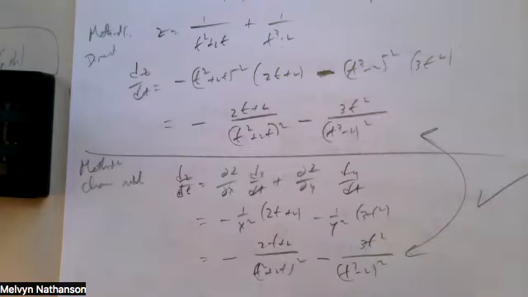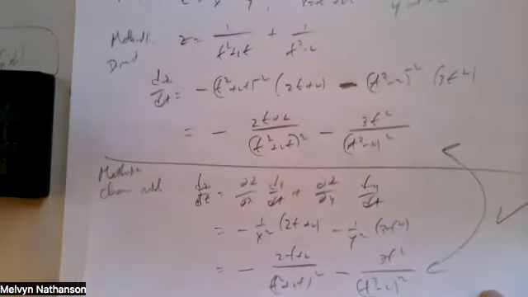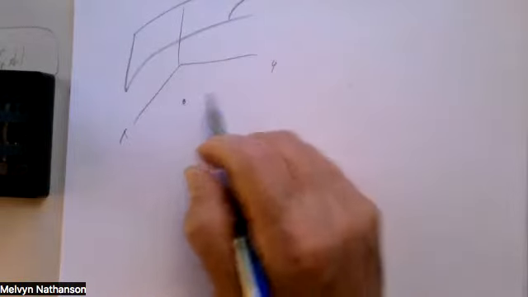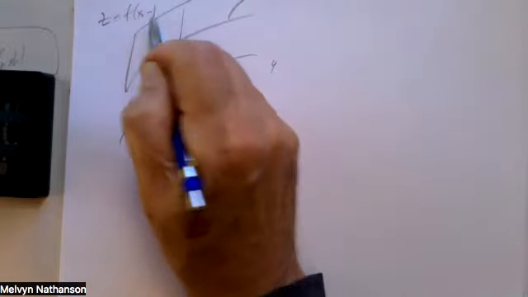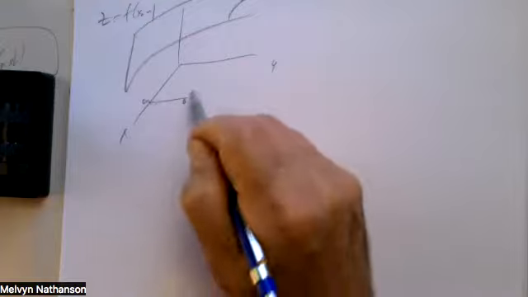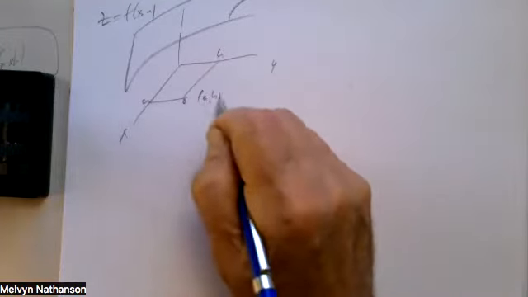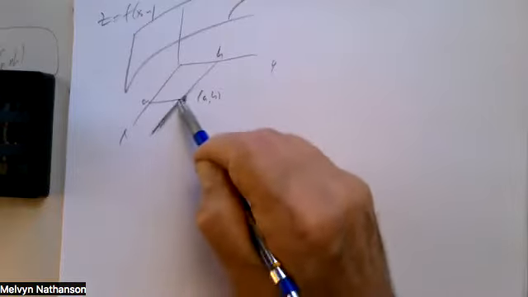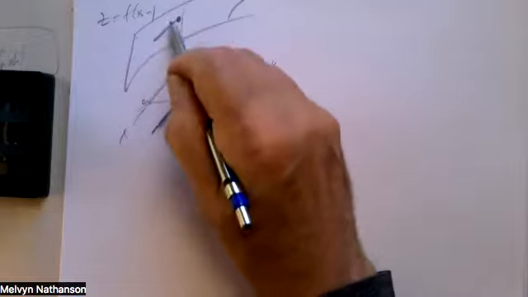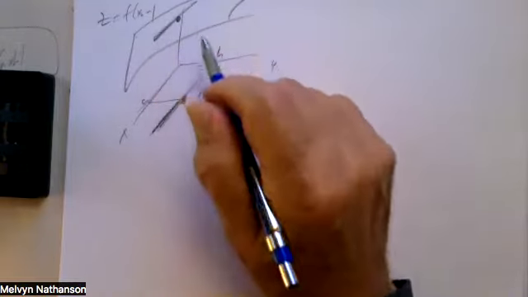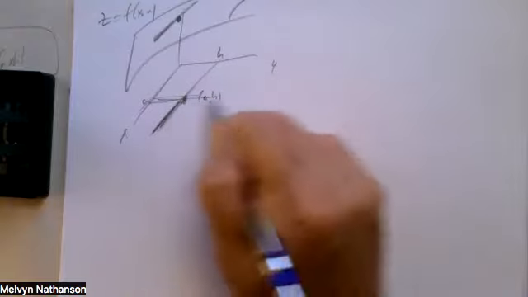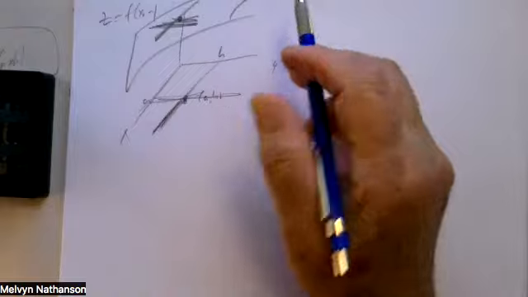All right, now, when we look at this process of finding the partial with respect to x and the partial with respect to y, it's like here we have x, y, and here is our surface, z equals f of x, y. And we're taking a point a, b in the x, y plane. When we take the partial with respect to x, we're looking at the rate of change of the function as you move parallel to the x-axis. And when you take the partial with respect to y, you're looking at the rate of change of the function when you're moving parallel to the y-axis.